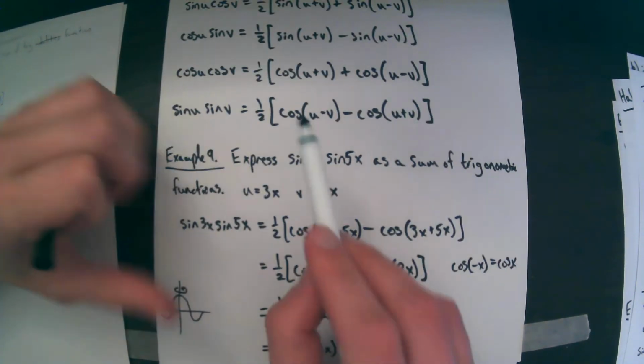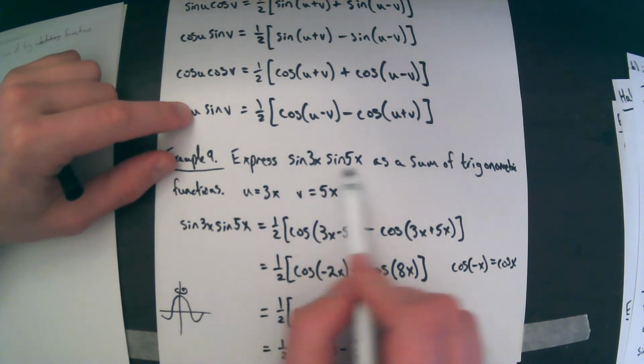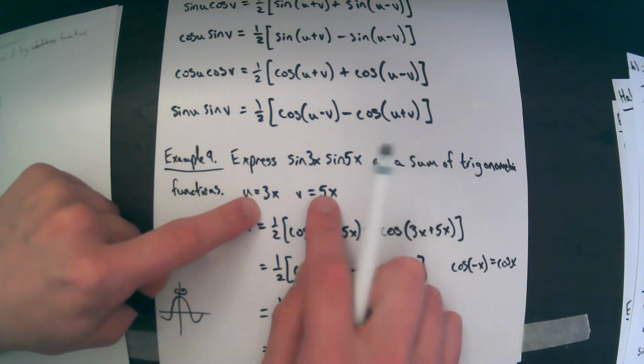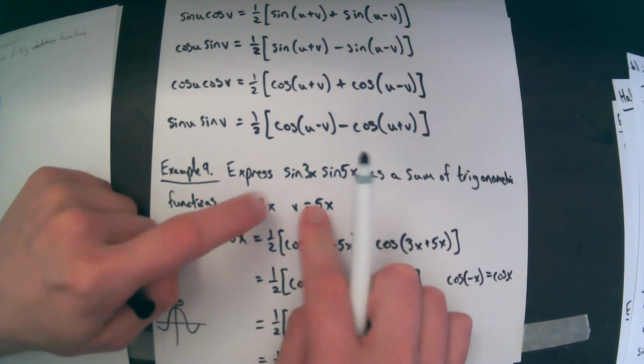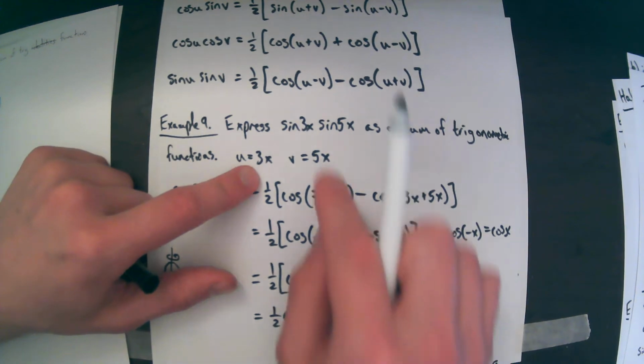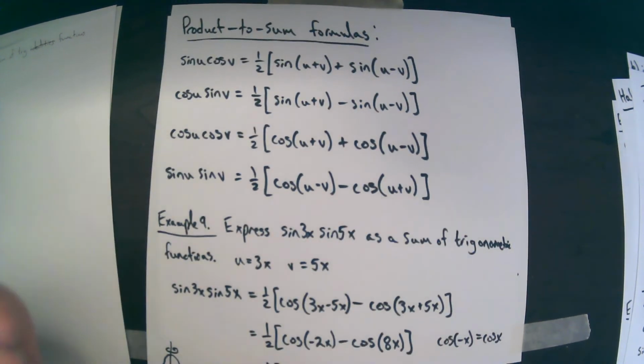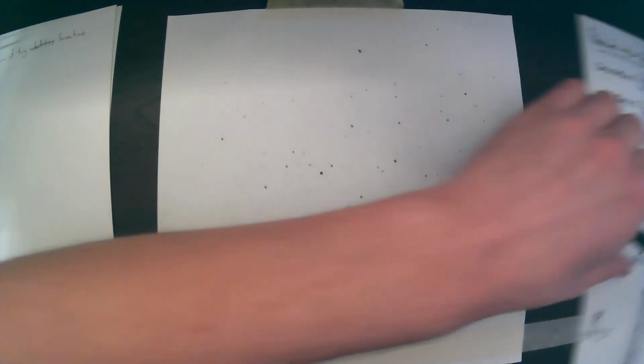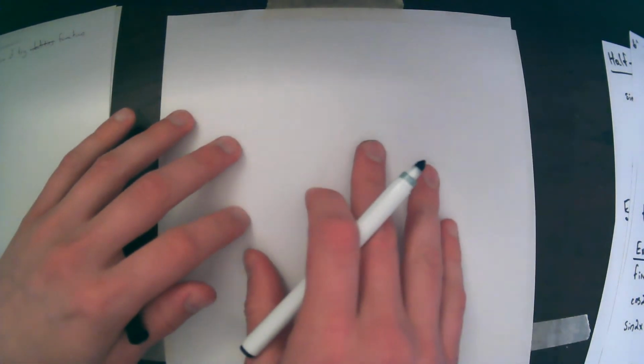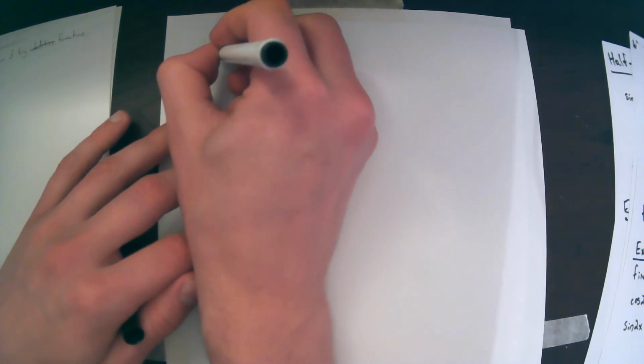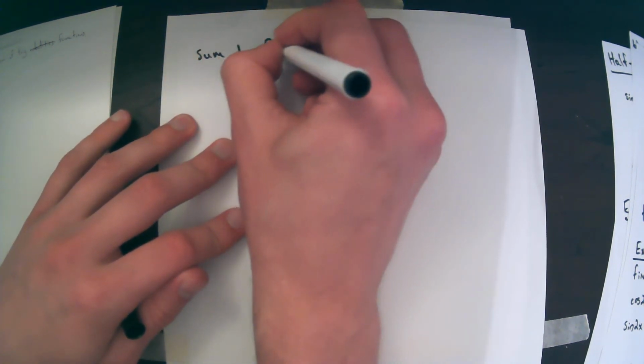You get a product of two different sines or cosines, and then you name the two inputs just to keep your work straight, and then plug into the formulas. Okay. Let's see, now we've got, going in reverse, sum to product formulas.